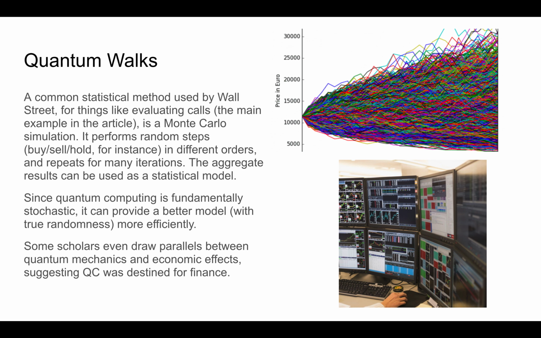Also, some scholars that I read, and I think the Economist article, draw some parallels between quantum mechanics and economic effects, like the way that you don't really know the state of the particle until you observe it and it changes it. It's the same with asset prices. You just have the flow of capital, and you don't really know what it's worth until you actually sell it and put it on the market.